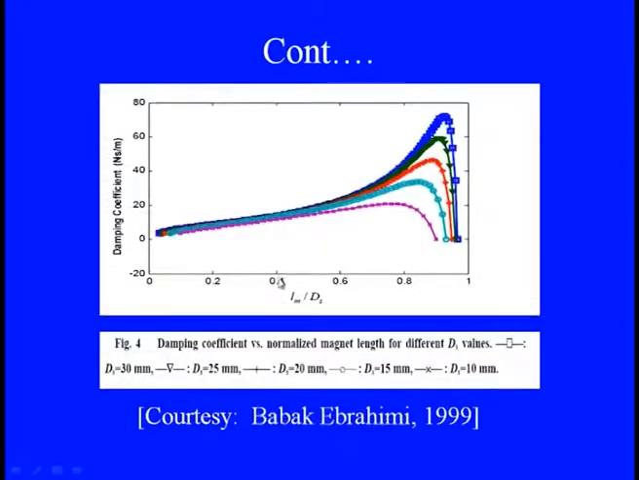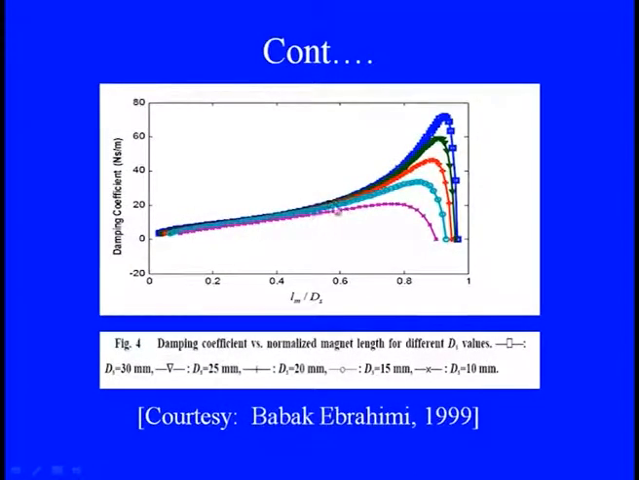We can also show the damping coefficient, which is one of the specific properties of the electromagnetic dampers, with this Lm by ds ratio. The Lm by ds ratio is the normalized magnet length with different values of ds. When the d value is reducing, going from the bluish curve down to the pink one, there is a clear trend as the Lm by ds ratio is increasing.